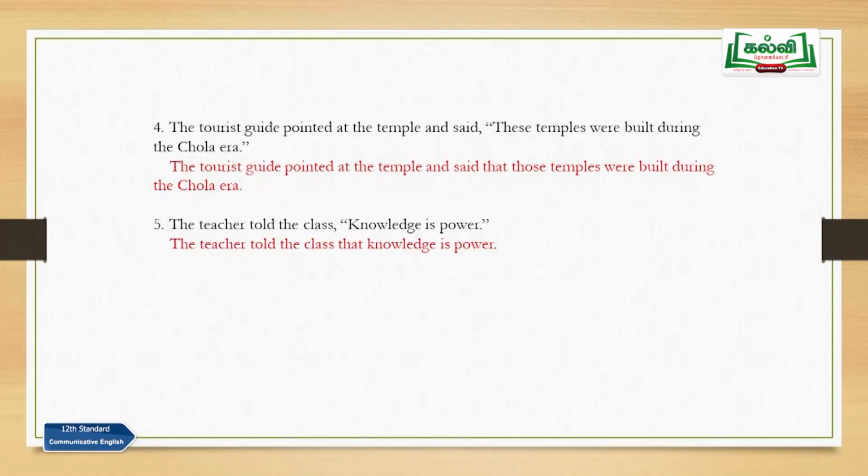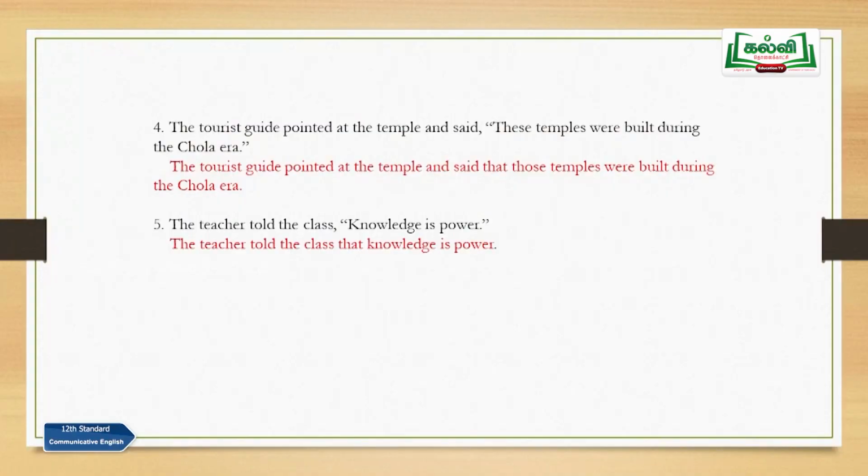"The tourist guide pointed at the temple and said, these temples were built during the Chola era." So Chola reign, when the Cholas ruled this place. The tourist guide pointed at the temple and said that those temples were built during the Chola era. So here past tense is retained. I am not changing it into the past perfect tense.